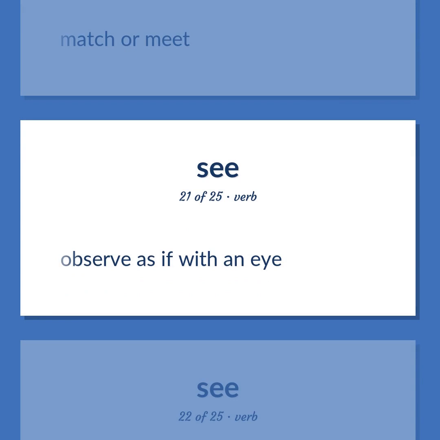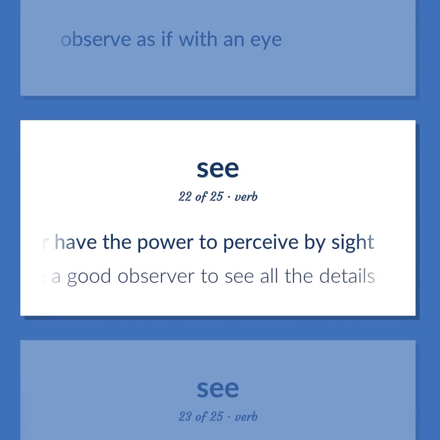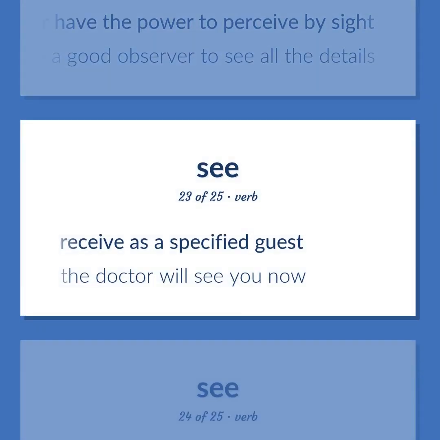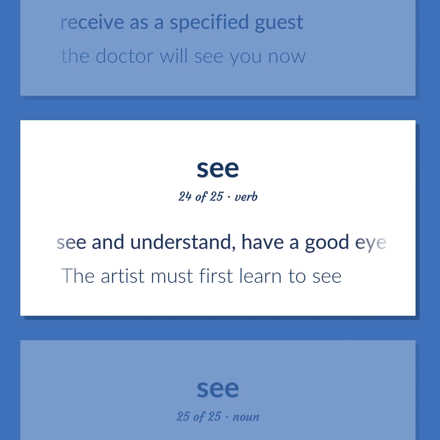Observe as if with an eye. Perceive by sight or have the power to perceive by sight. You have to be a good observer to see all the details. Receive as a specified guest. The doctor will see you now. See and understand, have a good eye. The artist must first learn to see.